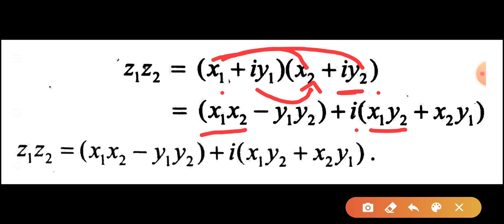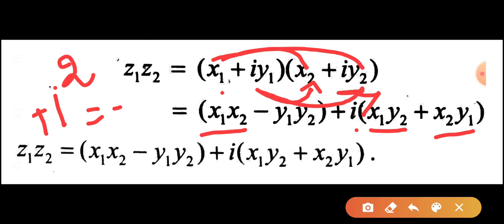So we write y1 x2, that is x2 y1 in the imaginary part. Next we are going to multiply i y1 into i y2. So i into i square. What is the value of i square? Do you remember i square value? i square is equal to what? Minus 1. So we write y1 into y2 i square, that is minus y1 y2.